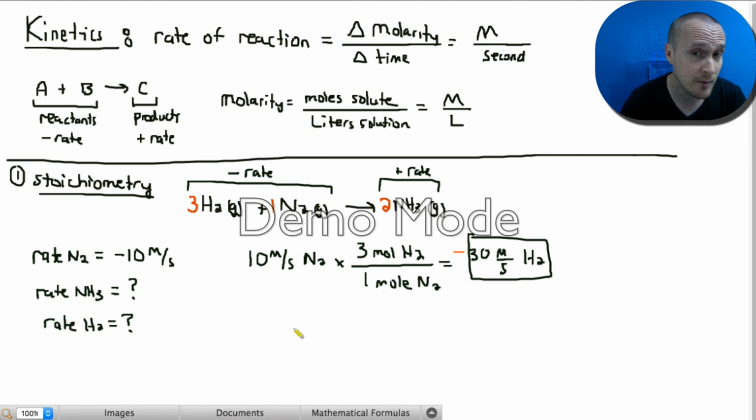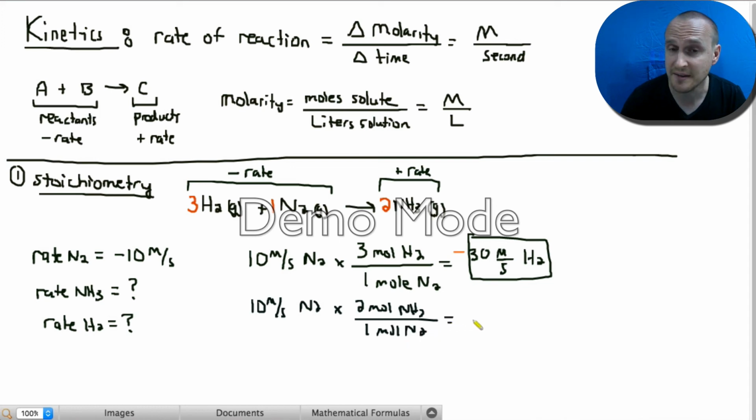And what if we want to go find the NH3? Again, let's start off with what they gave us and use stoichiometry. There are 2 moles of NH3 for every 1 mole of N2. So this is going to be a positive rate because it's the product. So that rate would be 20 molar per second for the formation of NH3.